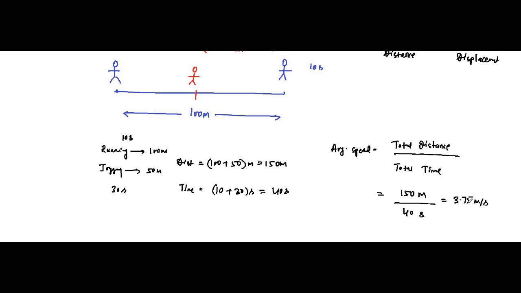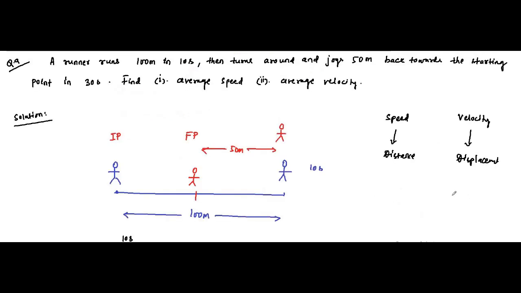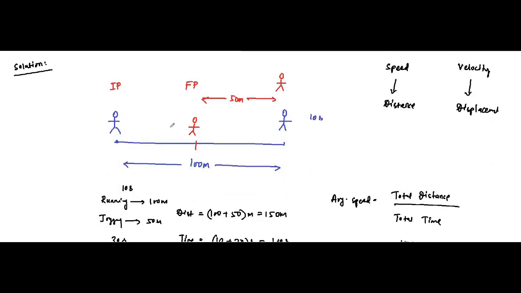Then if we take velocity into consideration here, we have to consider the net displacement. First the runner ran to this position, 100 meters, and then back in the opposite direction 50 meters. So if we take the net displacement between the initial and final position, it is only 50 meters. This is the net displacement. I have already explained in detail the difference between distance and displacement.